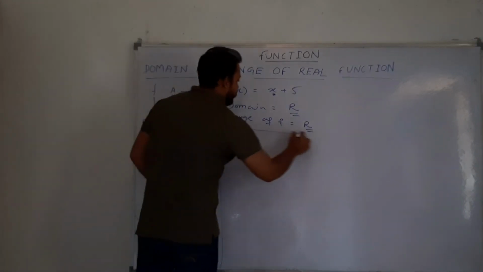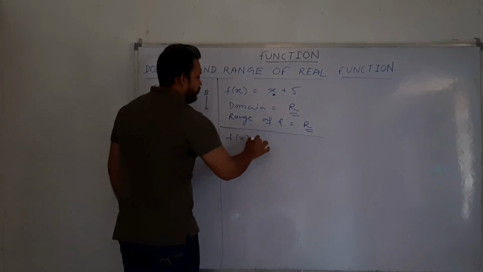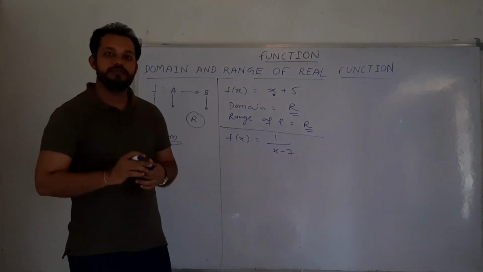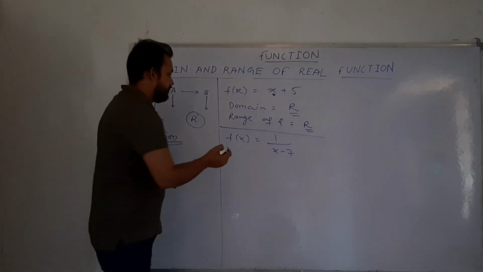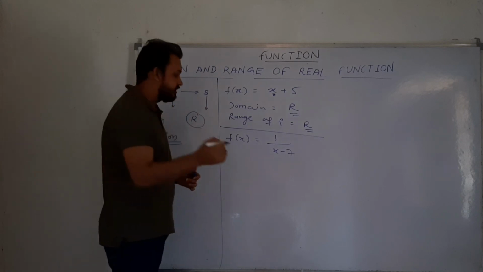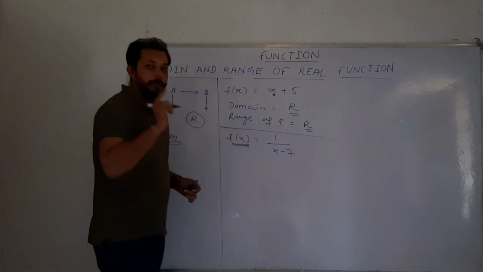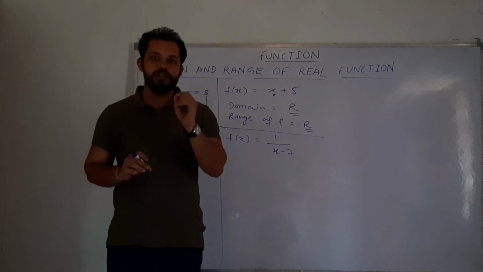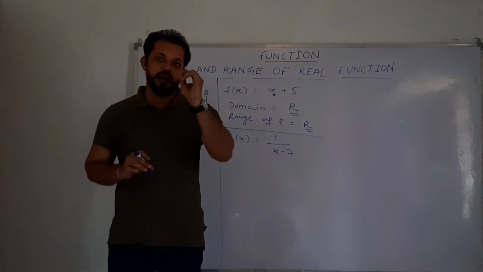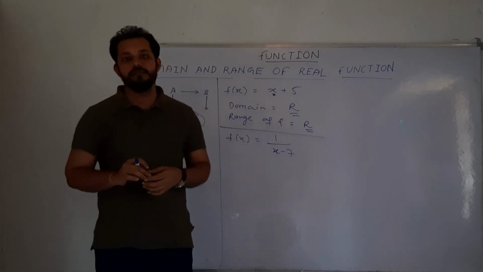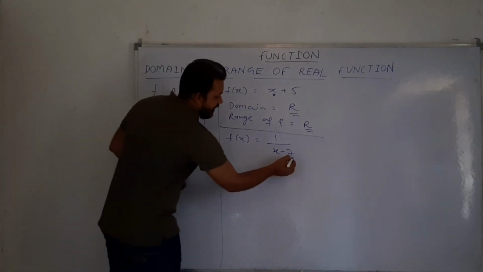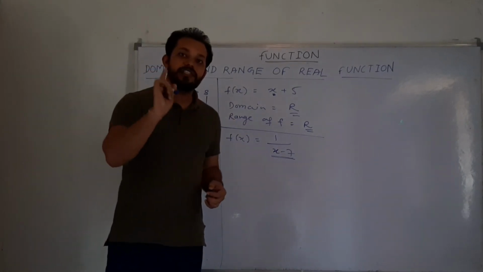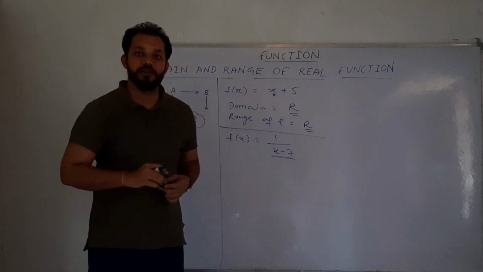Suppose we have another function, f(x) = 1/(x - 7). This is a function, and we know this is a real function. That means the value of f(x) must be defined for every value of x. One thing we know in mathematics is that something upon 0 is not defined. And in this function, x is in the denominator. Here we have to be extra careful while finding the domain.